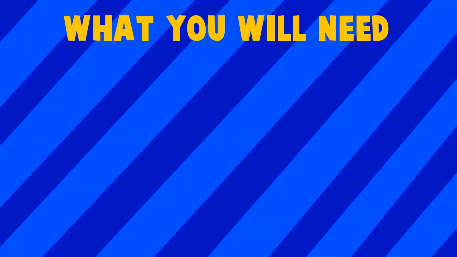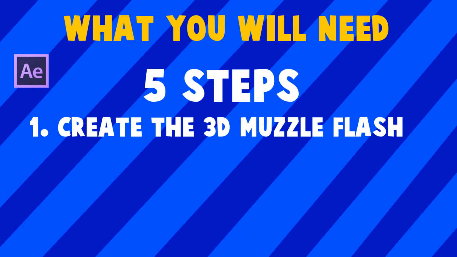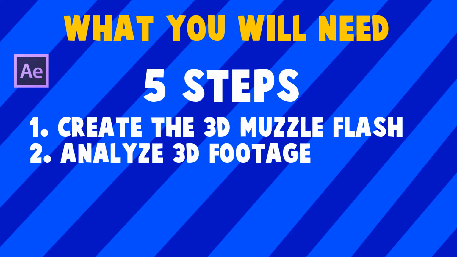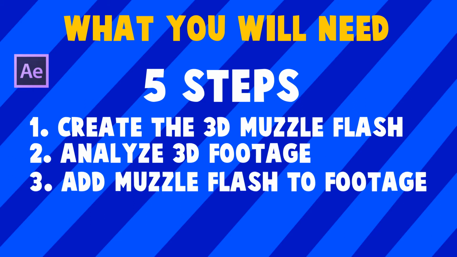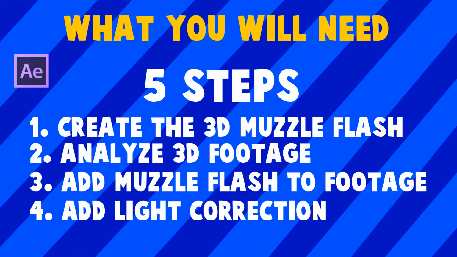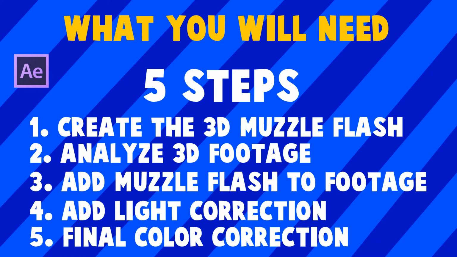Alright guys, in order to do this effect, you will need After Effects and 5 steps. But the first step is to create the 3D muzzle flash itself. The second step is to analyze the 3D footage. The third step is to composite those two together and create a cool looking gun freeze. The fourth step is a light adjustment. And the fifth step is color correction. So let's get into it.